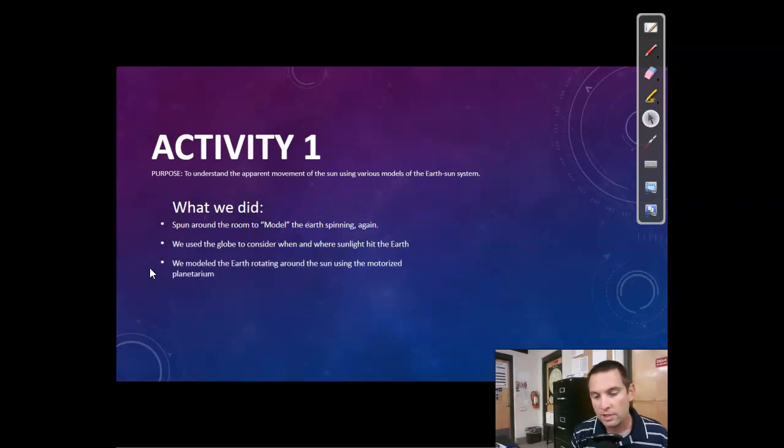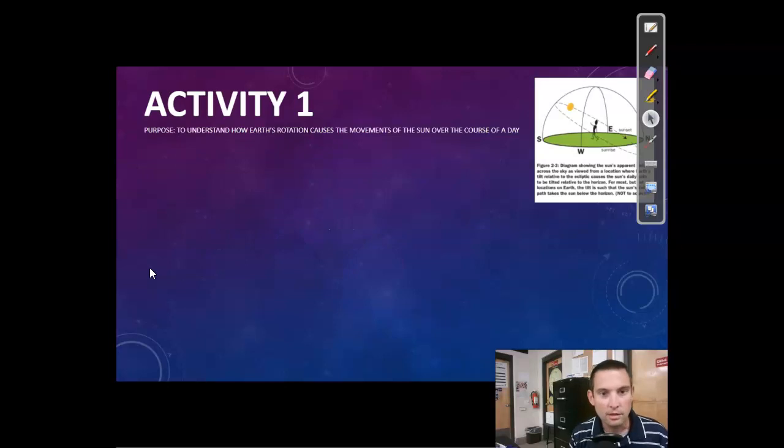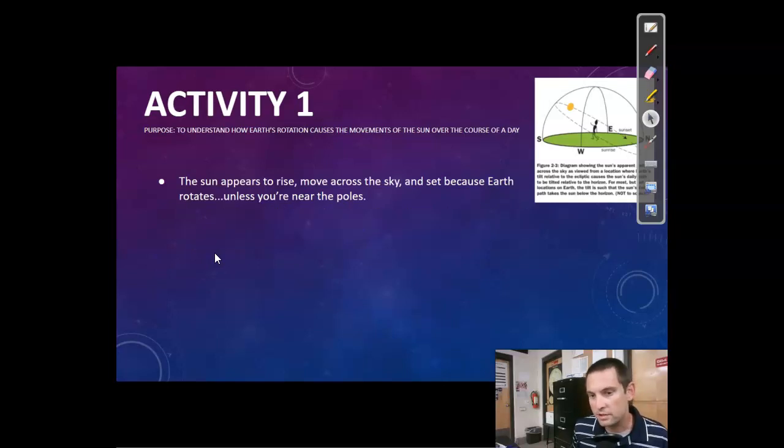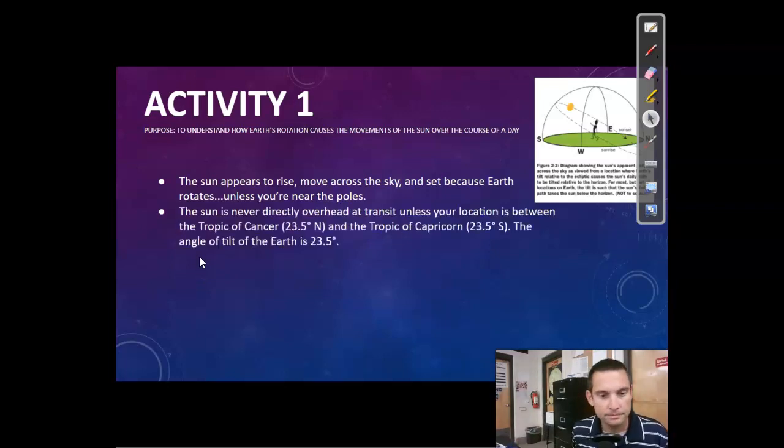We modeled the Earth rotating around the sun using the motorized planetarium. And that was great. That was cool. How many times is it going to do that? All right. Next up, the sun appears to rise or move across the sky because the Earth is rotating, unless you're near the poles.